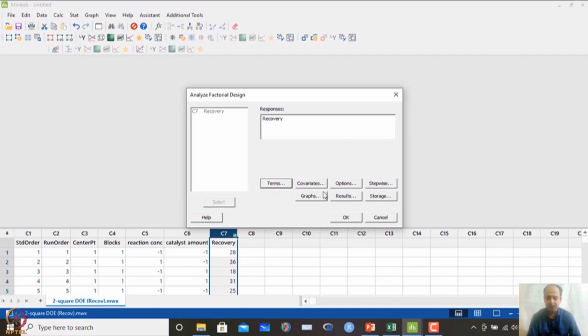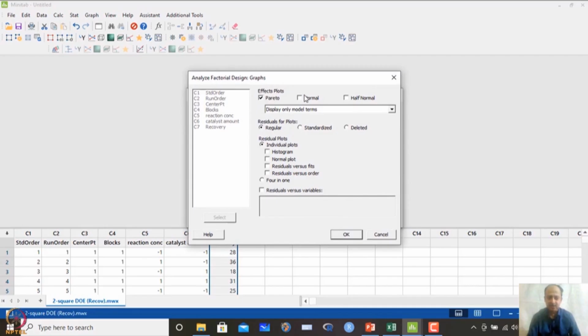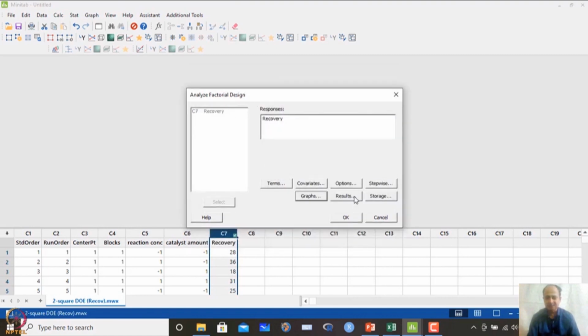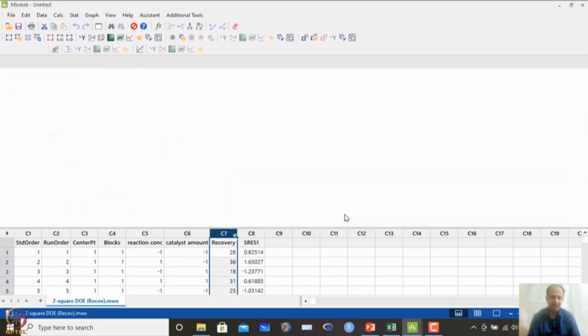Then under Graphs, Pareto and normal plot, we can see what is the effect of that. The normal probability plot we can see later on. Standardized is not required at present. First we have to finalize the model, then we have to check all those things. So then what we do, we just click OK.